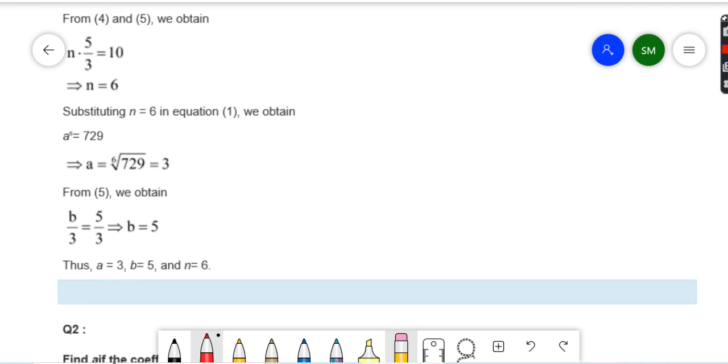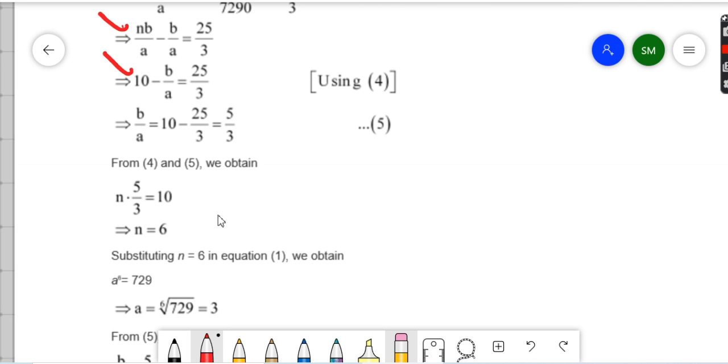So, NB upon A is equal to 10 from equation number 4. Using 4, B by A is equal to 25 upon 3. Simplify, and you will get B by A is equal to 3 by 5. Now from 4 and 5, because NB by A is equal to 10 you have, so B by A you can use over here, and you will get the value of N equal to 6.